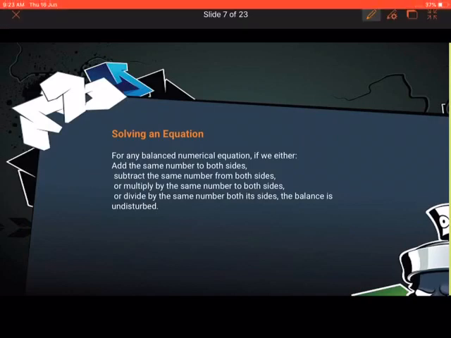Now, solving an equation. For a balanced numerical equation, if you are adding something, you should add to both sides. If you are subtracting something from the LHS, you just have to do the same with the RHS as well. If you are multiplying or dividing, then also you will have to do it on both sides so that the balance is not disturbed.